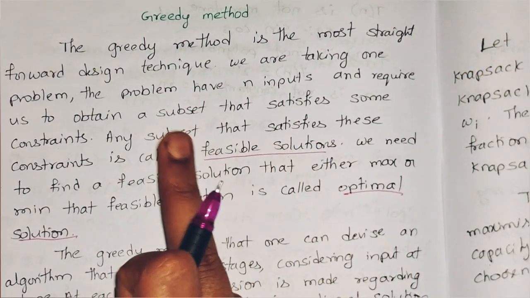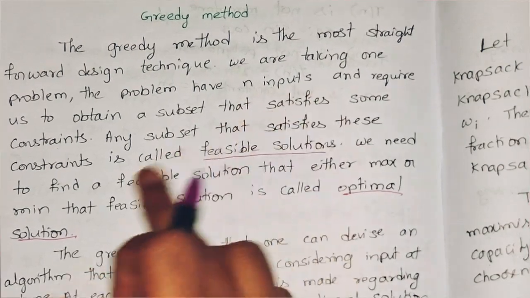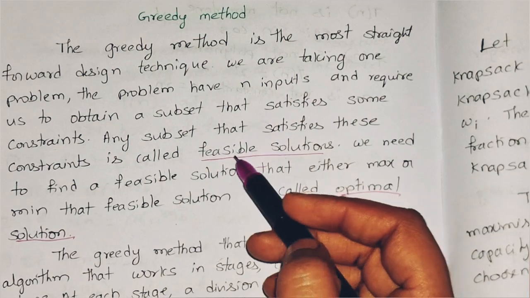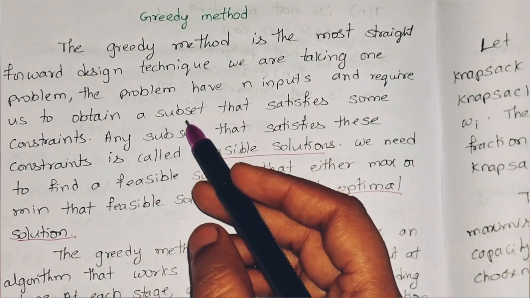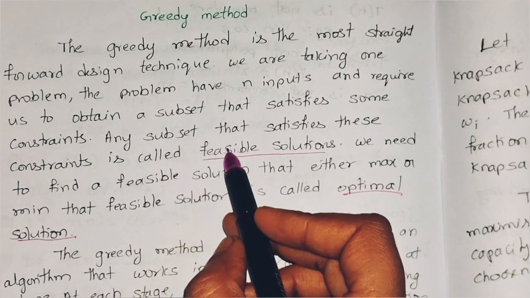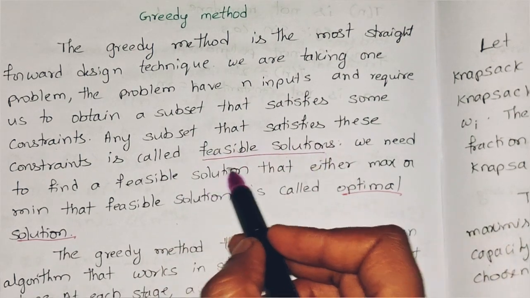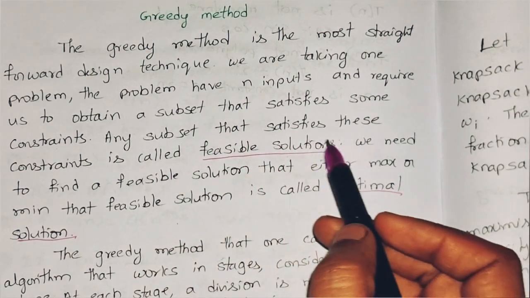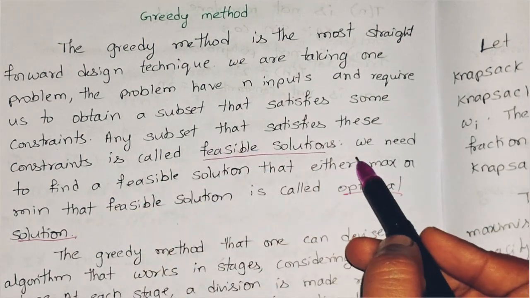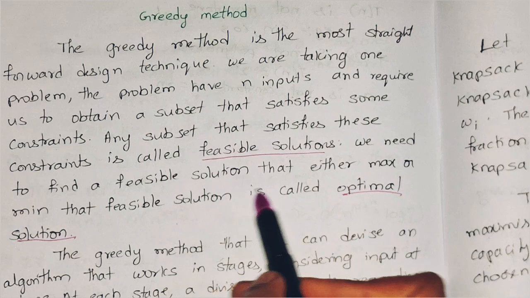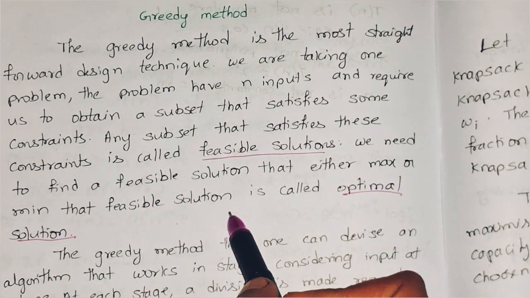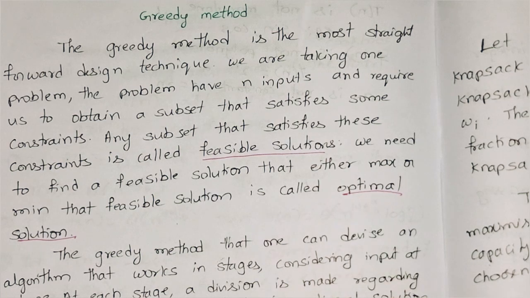So here, to solve a problem we are considering n number of inputs, and from the n inputs we are considering a subset. How are we selecting the subset from the inputs? Based on a condition. Any subset that satisfies this constraint is called a feasible solution. So any set that is satisfying the condition is called a feasible solution. We need to find a feasible solution that either maximizes or minimizes the objective, and that is called the optimal solution.